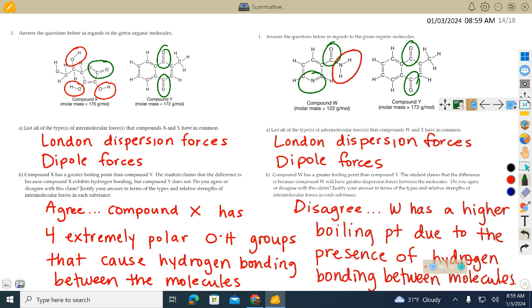Well, the reason why W's got a higher boiling point or stronger intermolecular forces is due to hydrogen bonding. I've got those insanely polar groups where the nitrogen is bonded to hydrogen. That's why the boiling point is higher. In both compounds X and W, it's because of the hydrogen bonding. It's because of the stronger intermolecular forces.